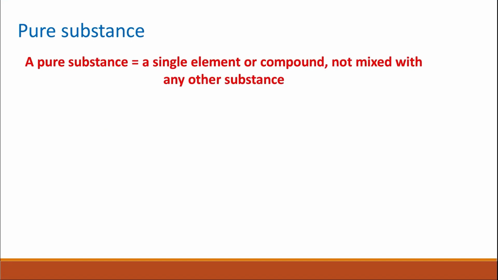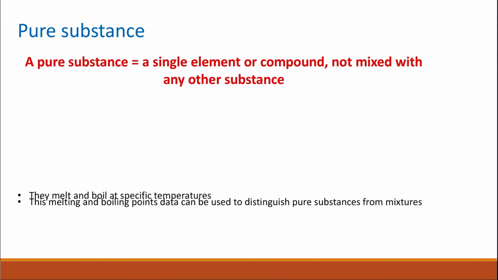So what is a pure substance? A pure substance is a single element or a compound that is not mixed with any other substance. So any pure substance will only have one component or one type of particles. These could be pure elements, a single element, or could be a compound.